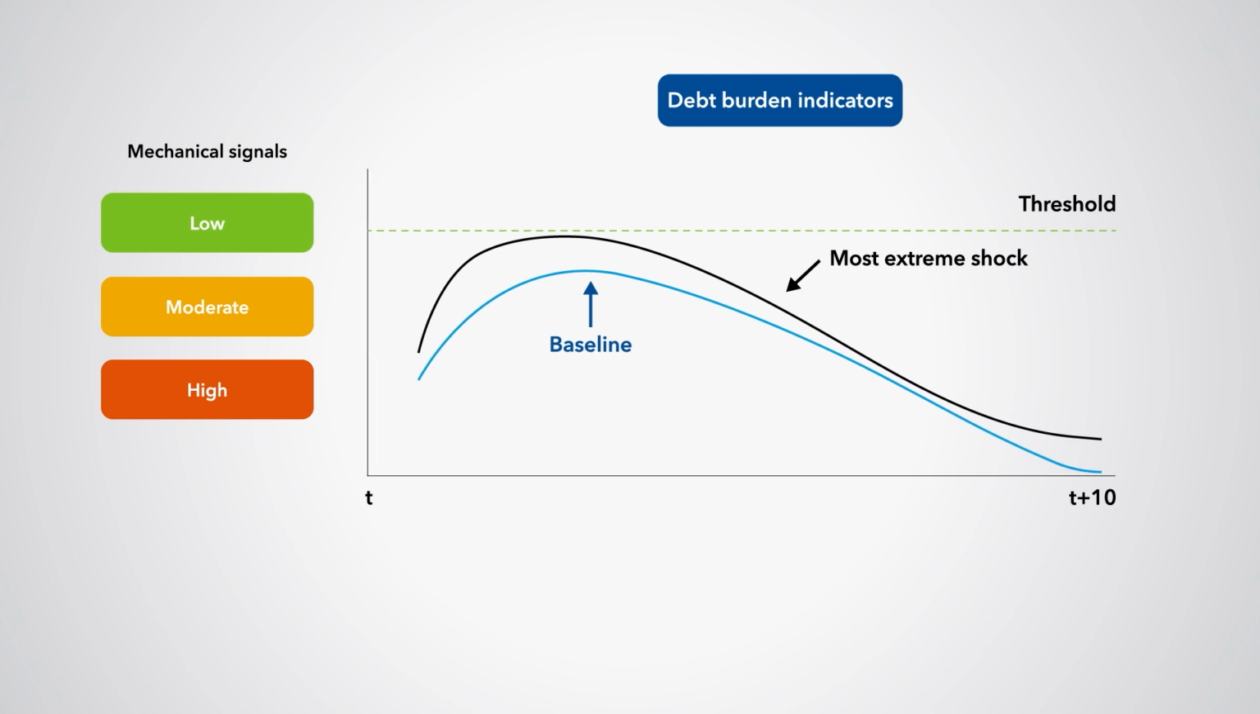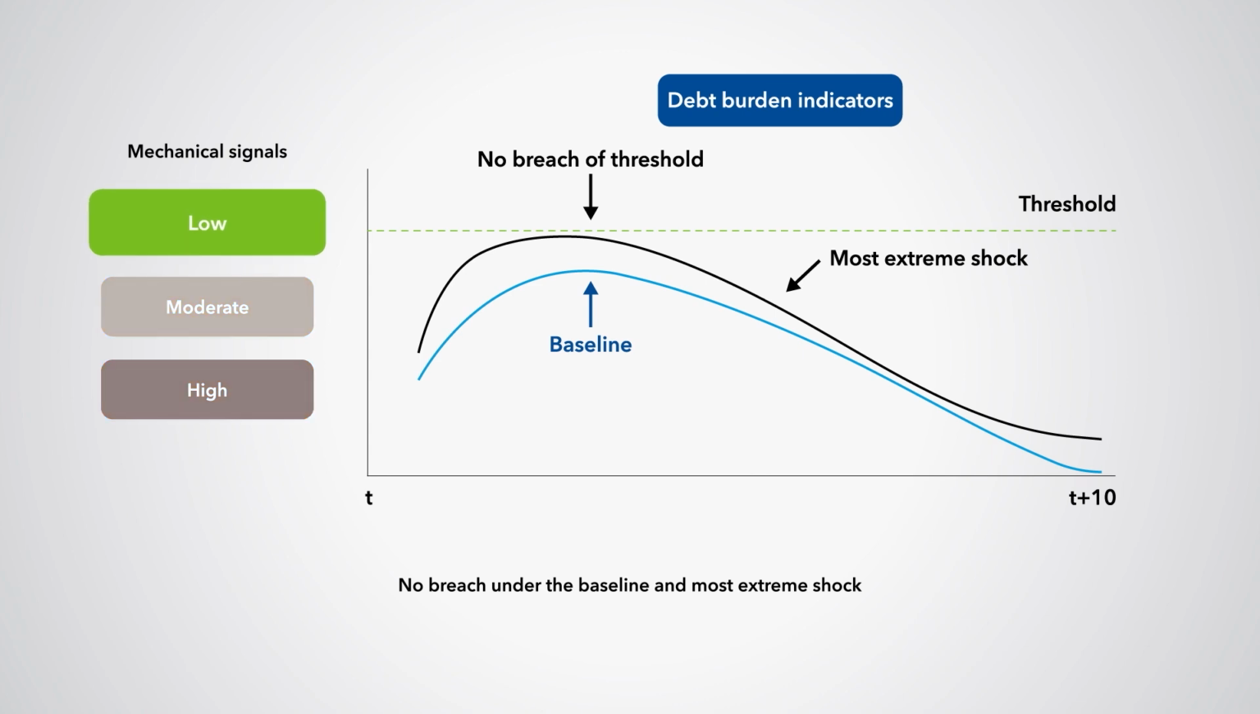For each debt burden indicator, one of three possibilities can be observed. In the first case, the projected values of the debt burden indicator do not breach the corresponding threshold under the baseline or under the most extreme shock scenario. This no-breach case suggests that, according to this debt indicator, future debt distress risk is not significant.